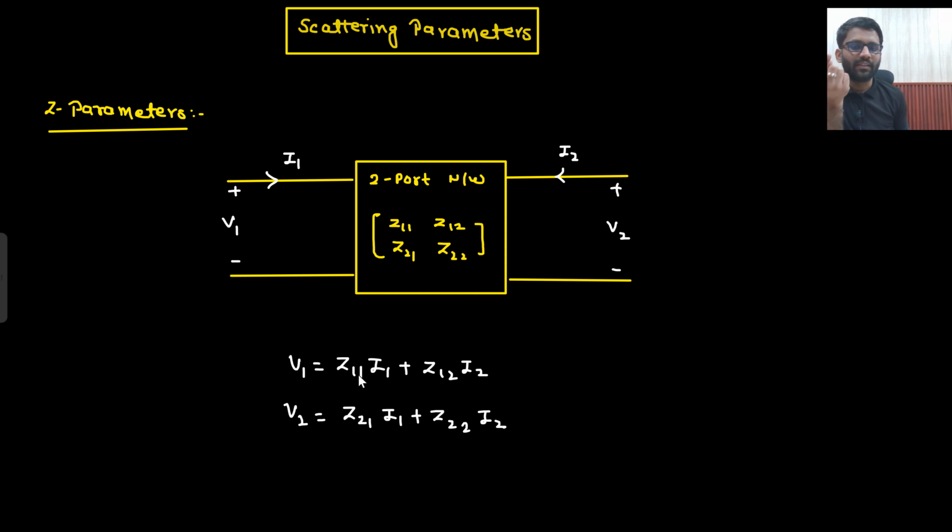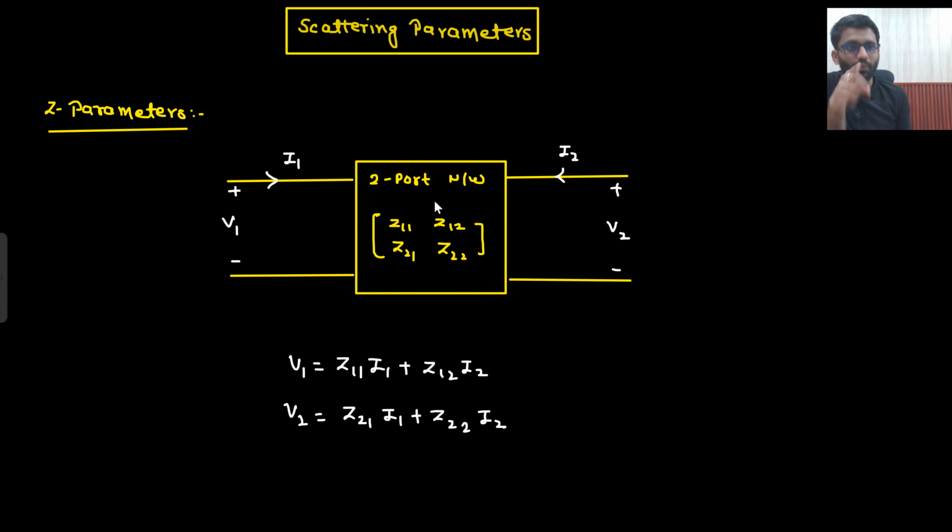How did we find them? Z11 would be equal to V1 by I1 when I2 is 0, that means when this particular port is open circuited. So V1 by I1 will be equal to Z11. And how did we find Z21? V2 by I1 when I2 is equal to 0. In this manner, we used to find these parameters. So this is what we call the parameters of the network.